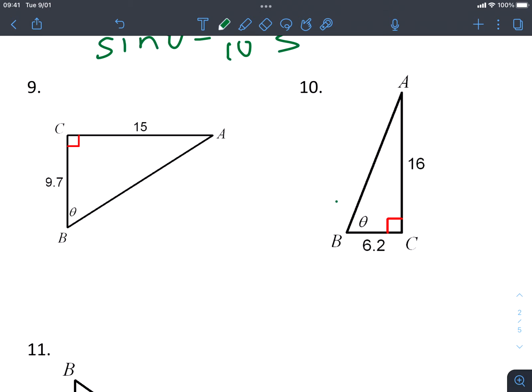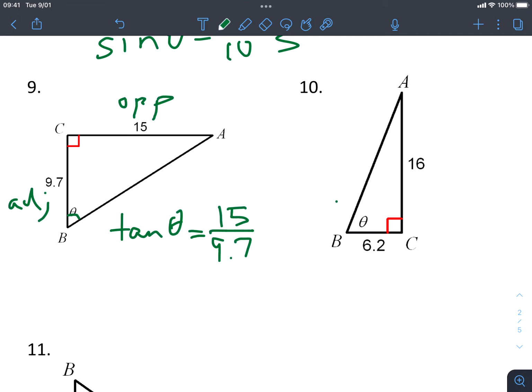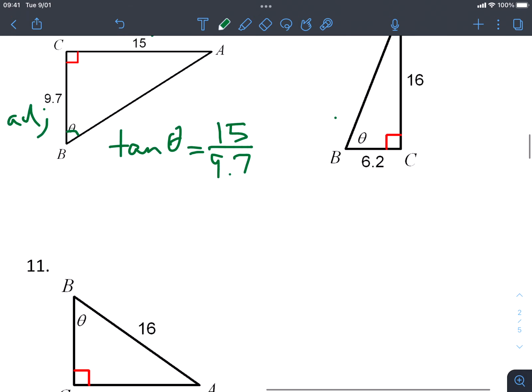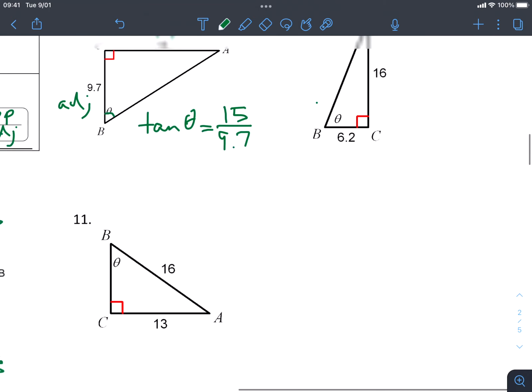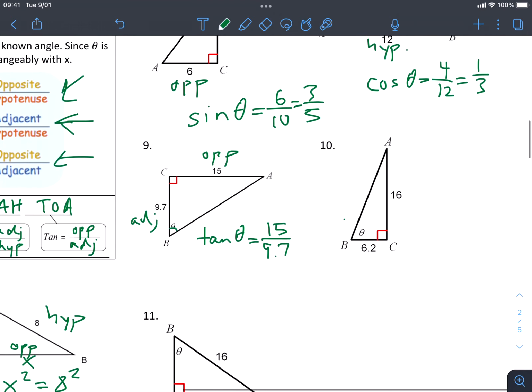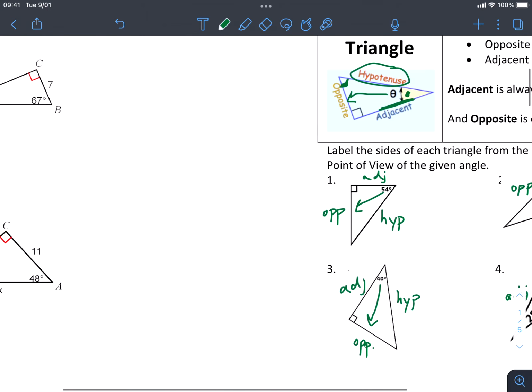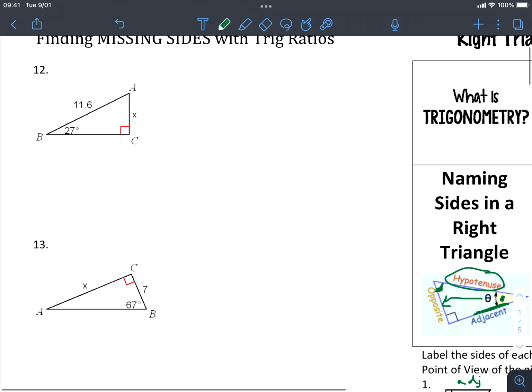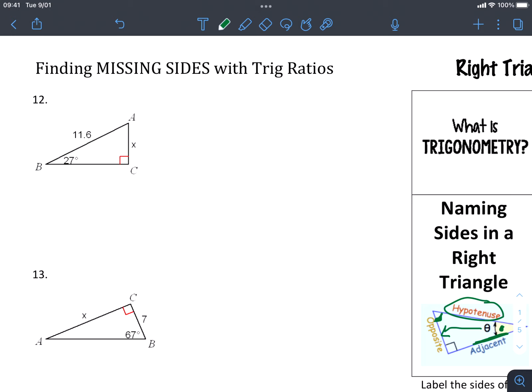Similarly, this is an opposite and an adjacent. So that's tangent. Tangent of theta would be 15 over 9.7. And that's how we would go about it. And of course, if you can reduce your fractions, you should. But probably the most important idea is to find the missing sides.